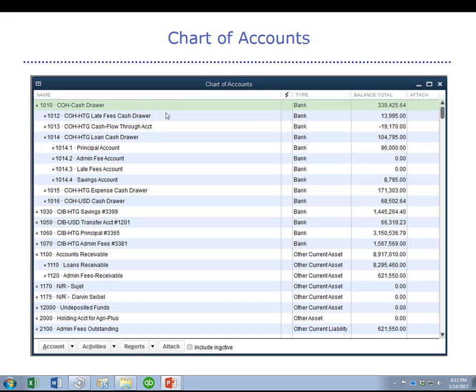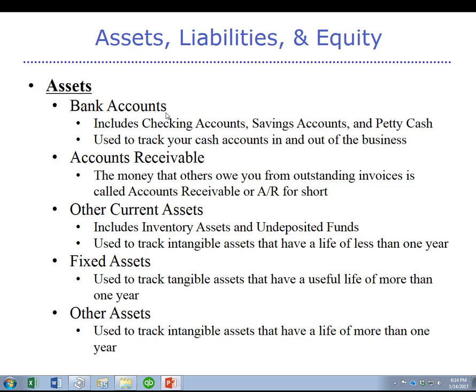Here is what the chart of accounts looks like inside of QuickBooks. So we have our bank accounts and our assets and etc. all listed in a categorical level. So let's do some explaining here to find out what these different types of accounts are.